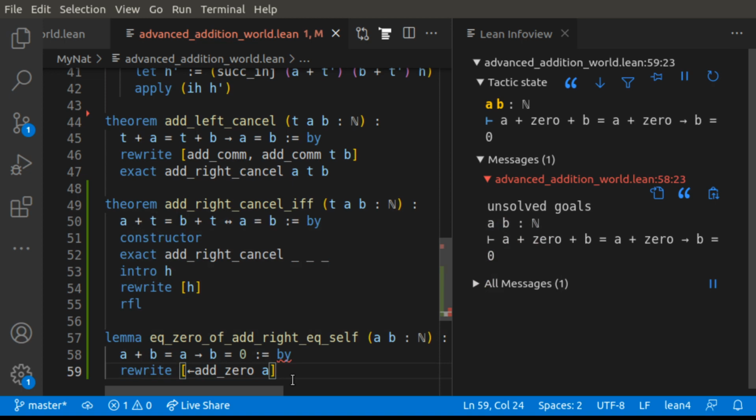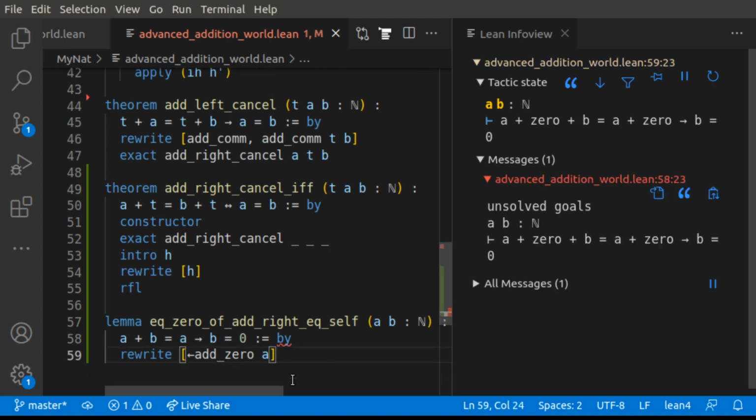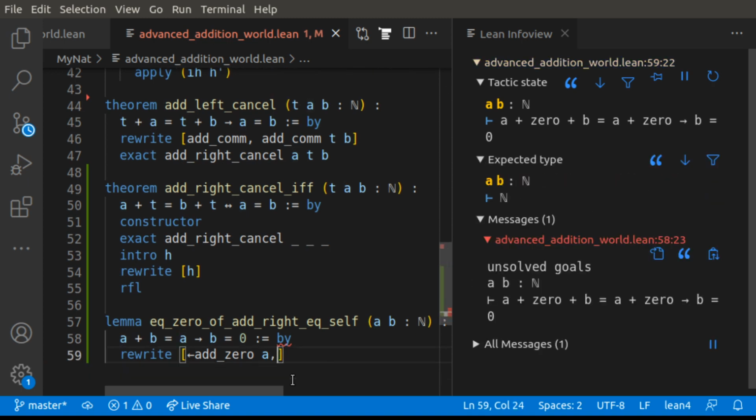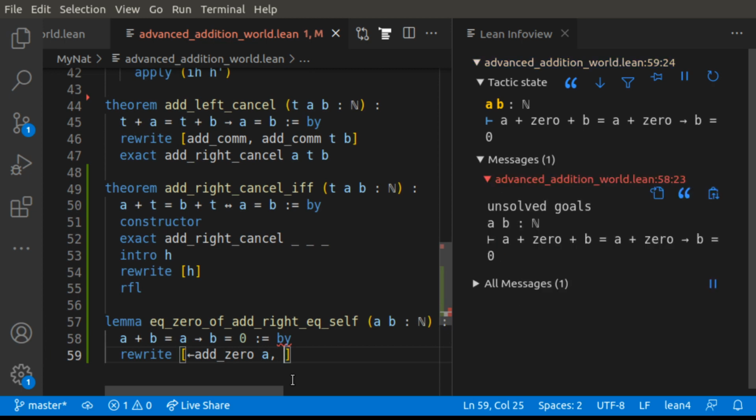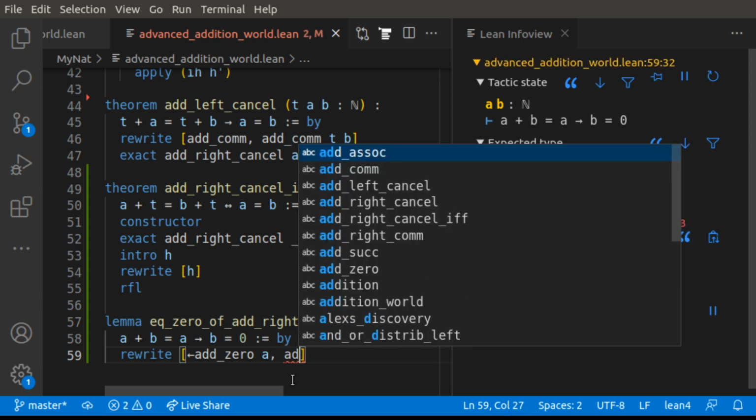That's a step in the right direction, but I don't want both of them. I don't know how to rewrite just the left side of this. I guess I can just turn 0 + b back into b. If I do add_zero, it's going to do both of them, right? Okay.